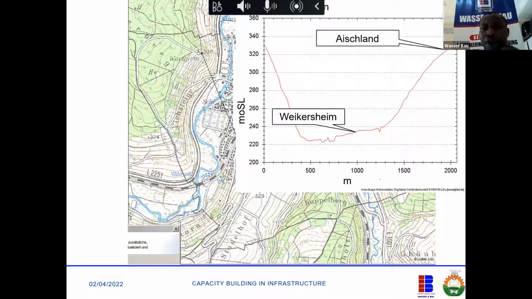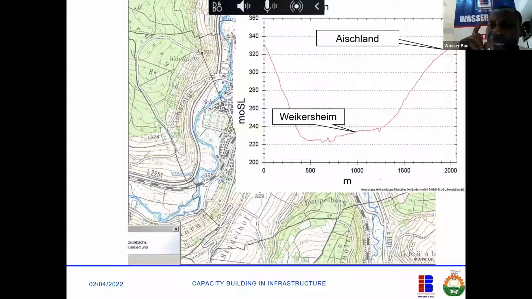Okay. For instance, we all know that pressure is a function of height. The difference between the highest point and the lowest point is more than 80 meters.